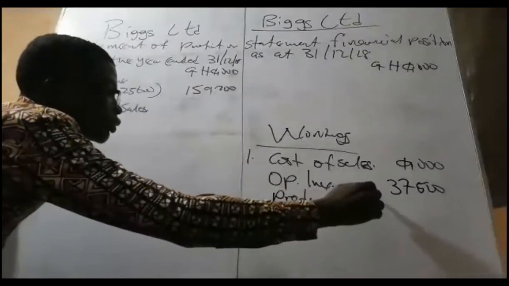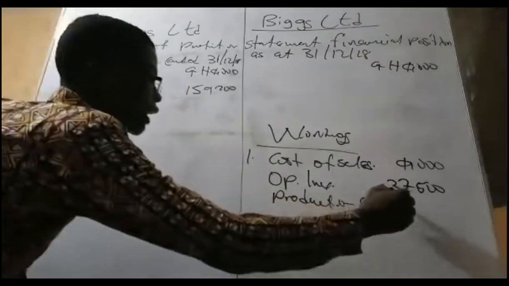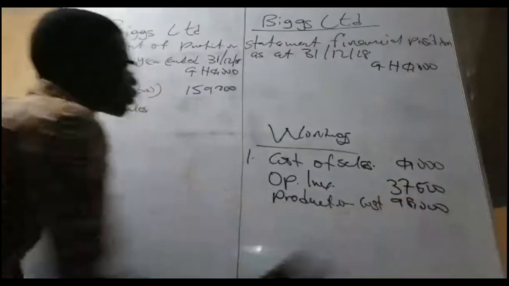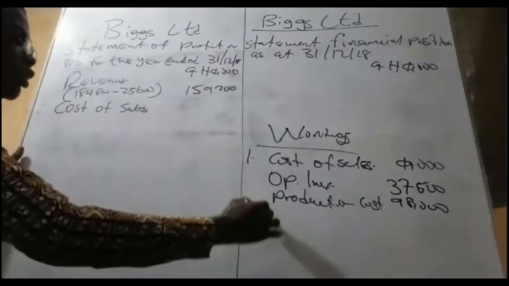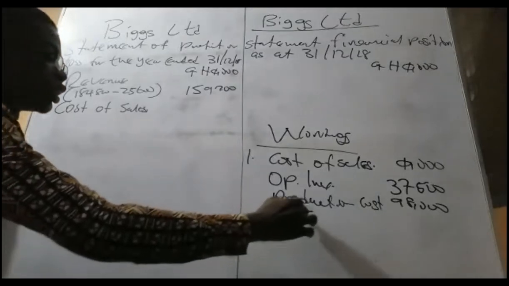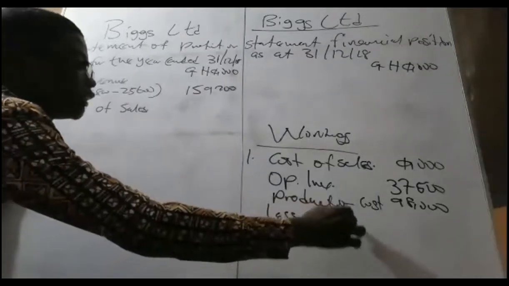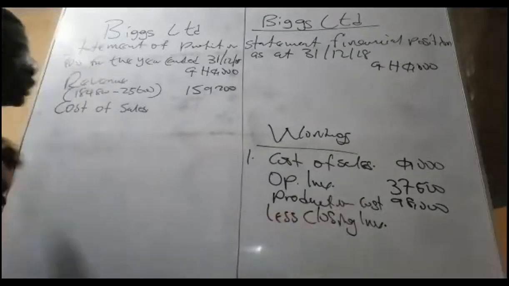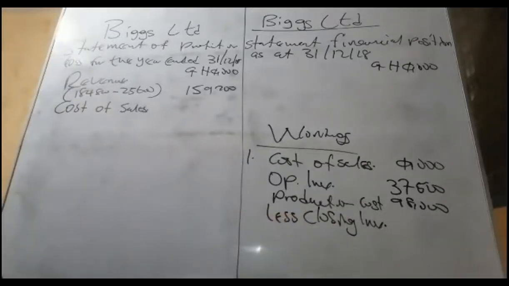Production costs 98,000. Then less what? Closing inventory. And then you add any other direct costs. Good.